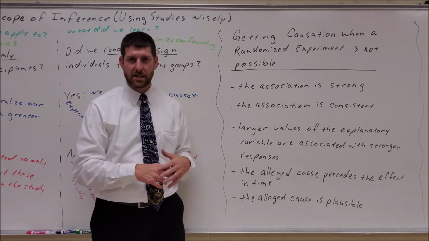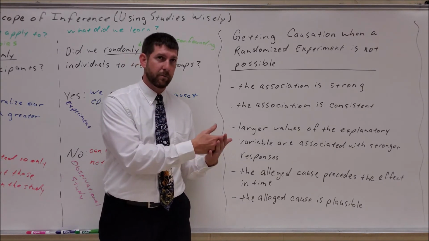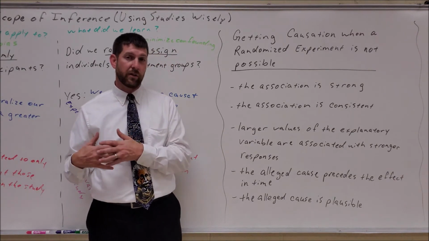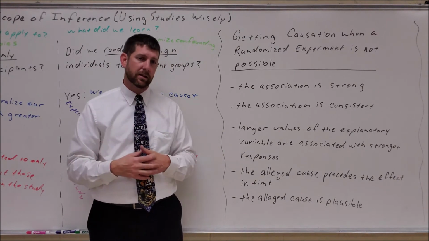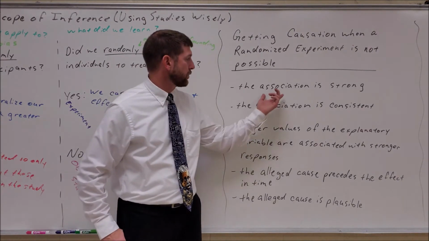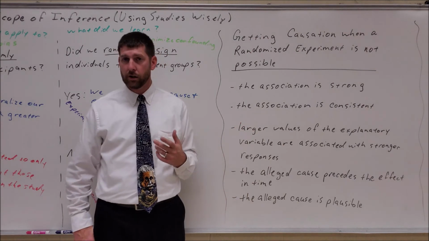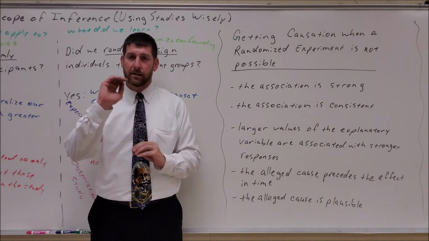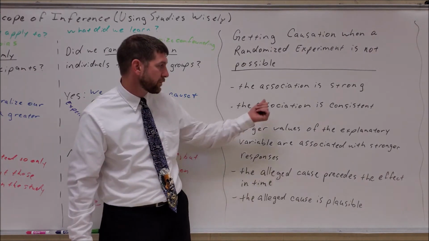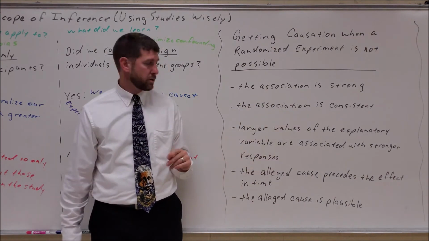So because a randomized experiment isn't always possible and reasonable and ethical, but sometimes it's still very, very necessary to try to get that cause and effect conclusion, we've set up other kinds of things that we can look for. So first off, we want to see, is the association strong? When I look at these, do I see a clear, very big difference in those two? So there's strong statistical significance there.